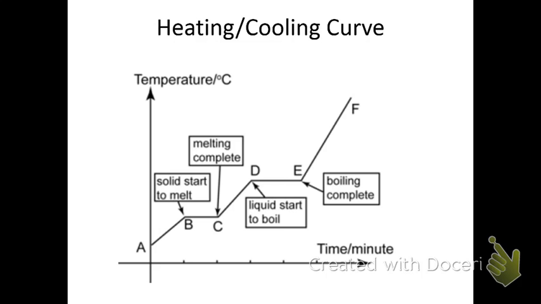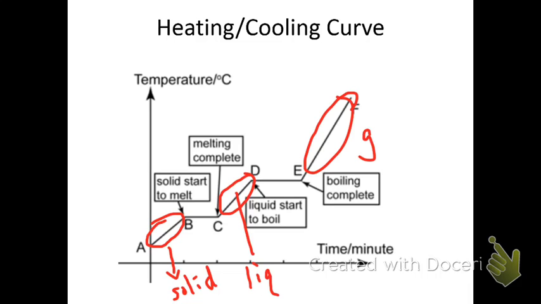So if you were to fill in where is the solid, liquid, and gas, this part right here would be your solid. This part between C and D would be your liquid, and this part between E and F would be your gas. Okay? And again, E could also not only be boiling complete, E could be condensation starts, condensation ends at D, and C could be freezing begins, freezing ends at B, if you're going back the other way and cooling.